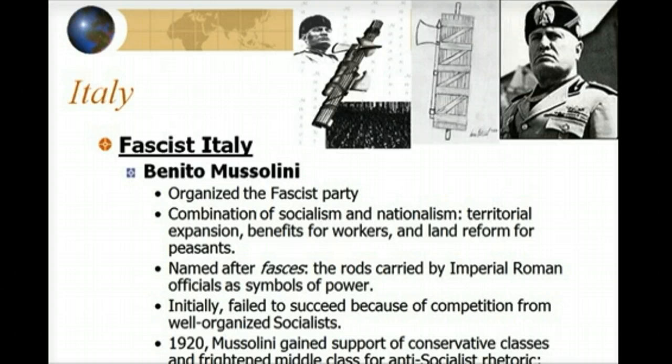He had initially failed, but by 1920 he will gain support, based on his aggressive nationalism and territorial expansion program. Also, on his platform of opposition to communism, he will get those conservative classes on his side. And those that weren't on his side, he's going to frighten so much with anti-socialist rhetoric that they will come to decide, and he will soon abandon those socialist programs, as I said.